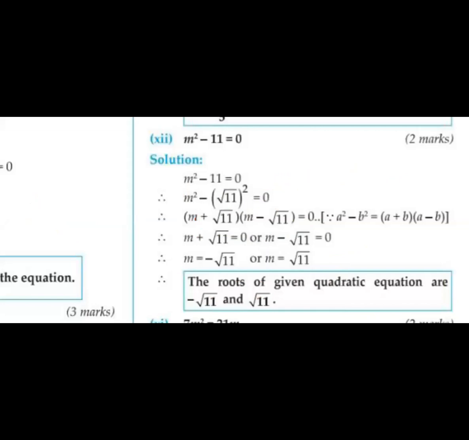Now this will become a and this will become b. So formula is a square minus b square is a plus b into a minus b. Suppose this is a, this is b. So you can write a plus b or a minus b. So a plus b equals to 0 and a minus b equals to 0. So this plus will become minus and this minus will become plus. Okay. So again your answer is same. This will be minus and this will be plus.